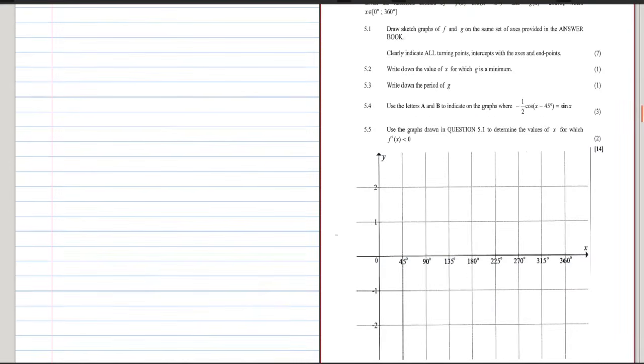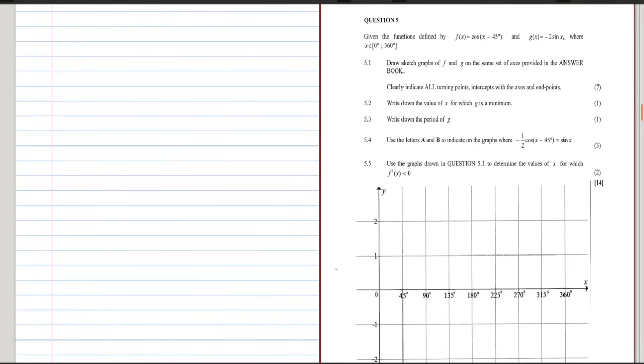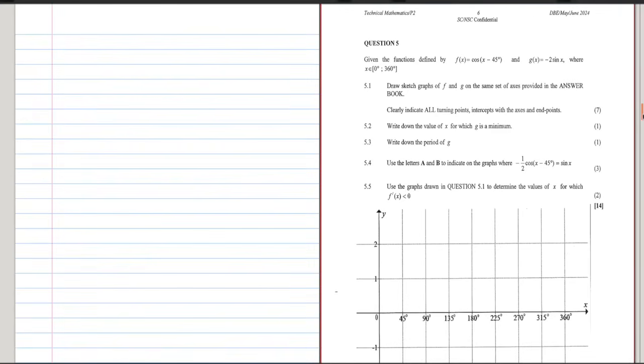Now we have to plot the graphs of f, which is cos(x minus 45 degrees), this one, and we have another function g, which is minus 2 sine x, where the graph is plotted between 0 degrees and 360. So they want us to draw the graph of f and g on the same set of axes provided in the answer book. This is what we have.